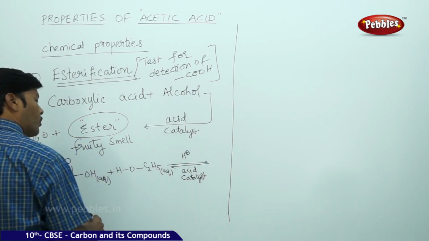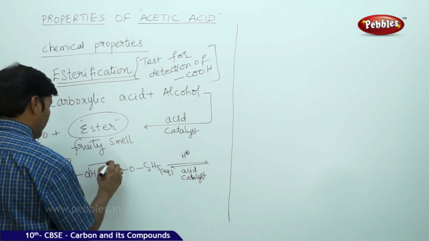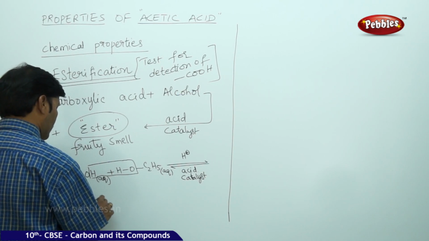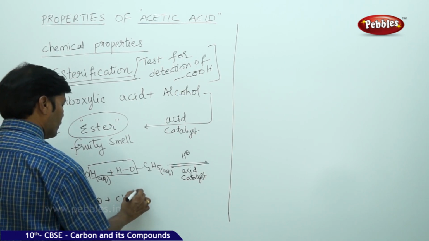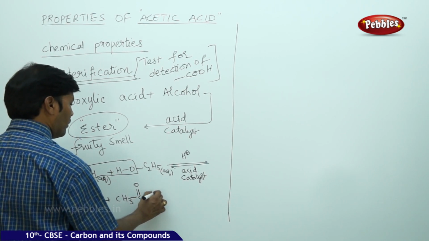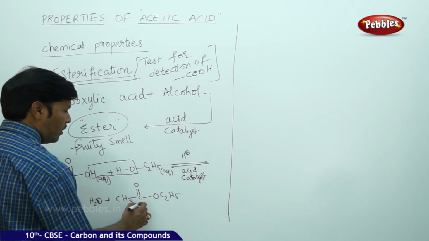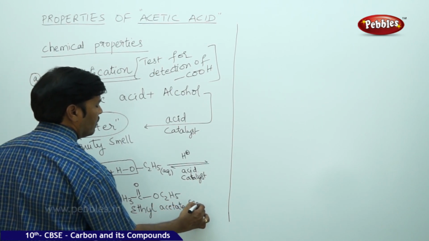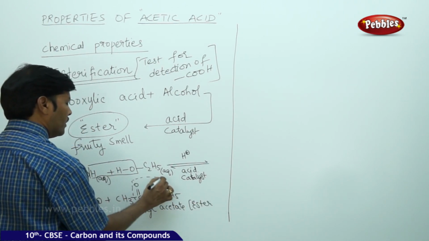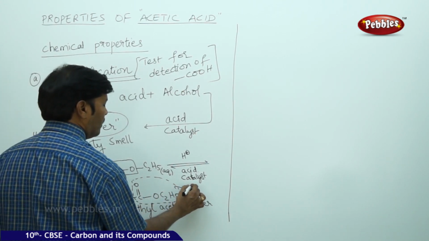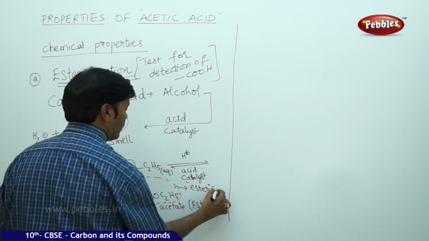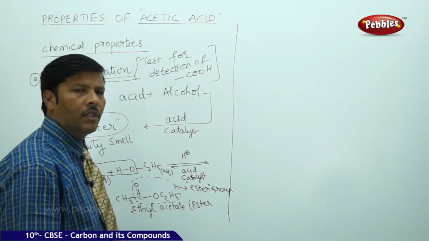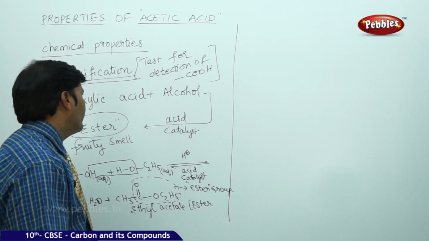The product obtained is, here you can see one molecule of H2O is removed, and you are going to get CH3 single bond carbon double bond oxygen single bond OC2H5. This is called ethyl acetate, which we call an ester, and this is the ester group. So this is nothing but esterification. This is a test for the esterification of carboxylic acids along with alcohol.